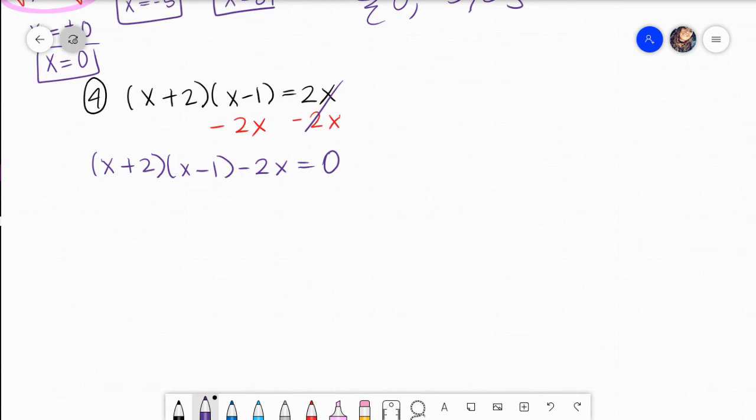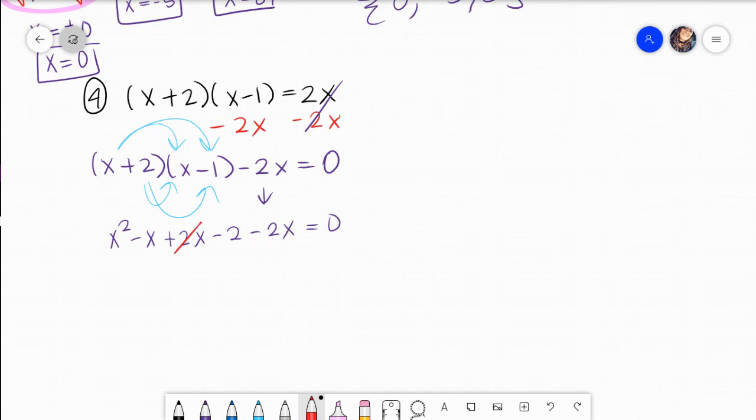What we're going to do is we're actually going to FOIL those two parentheses, the binomials that are multiplying each other together. And what I mean by that is to perform that operation right there using multiplication. x times x is x squared. x times a -1 is negative x. 2 times x is a positive 2x. 2 times a -1 is negative 2. Then we have this negative 2x equals 0.